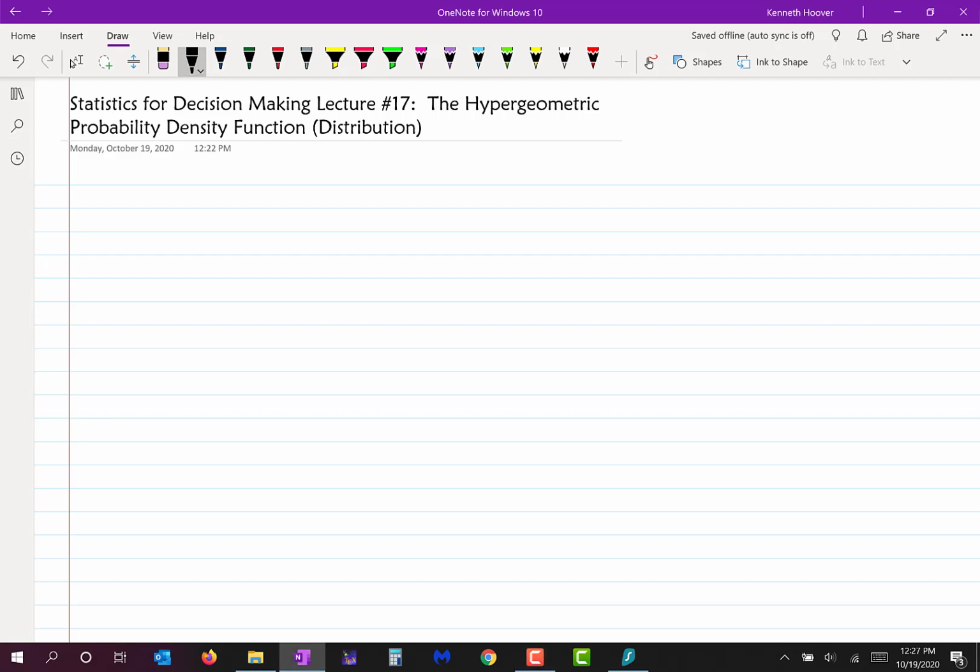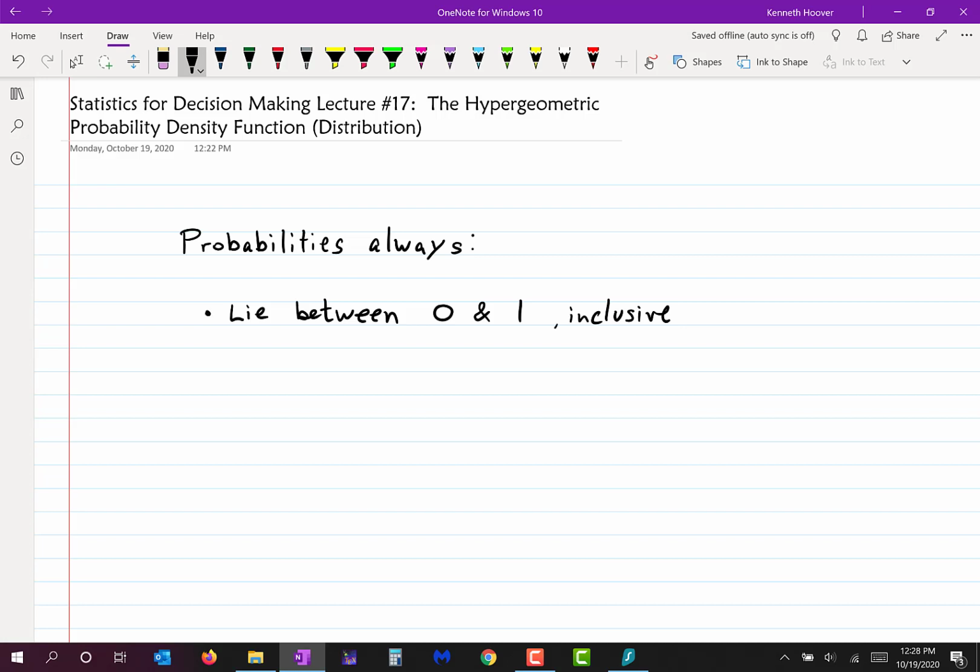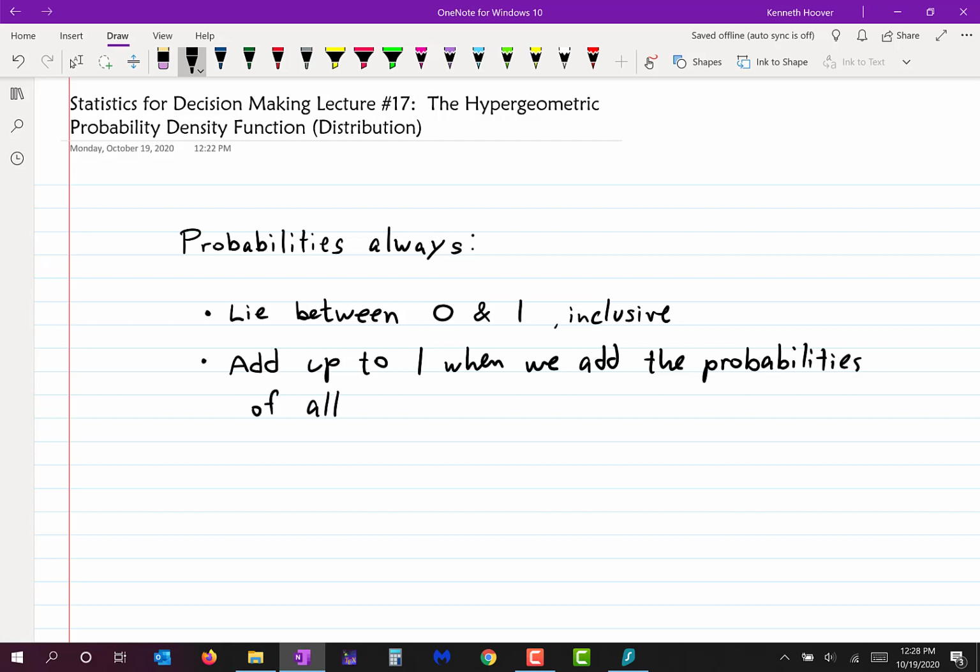Okay, so let's write this down. Probabilities always lie between 0 and 1, inclusive, and add up to 1 when we add the probabilities of all possible outcomes.